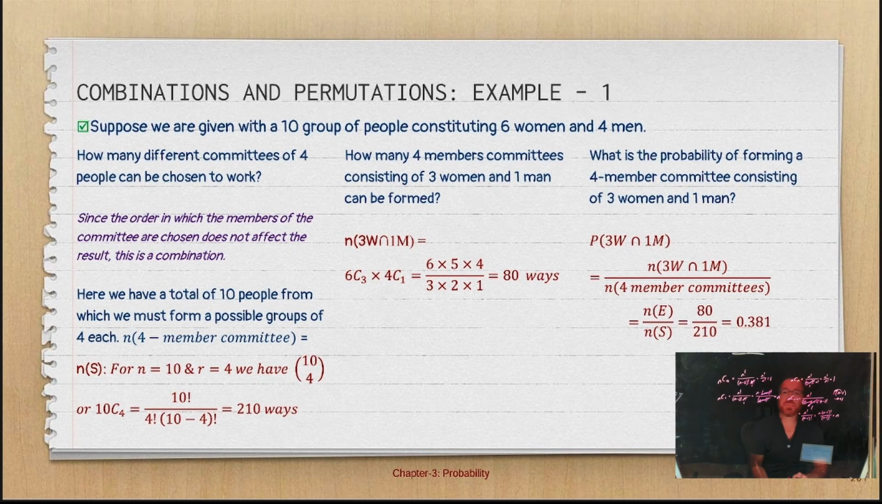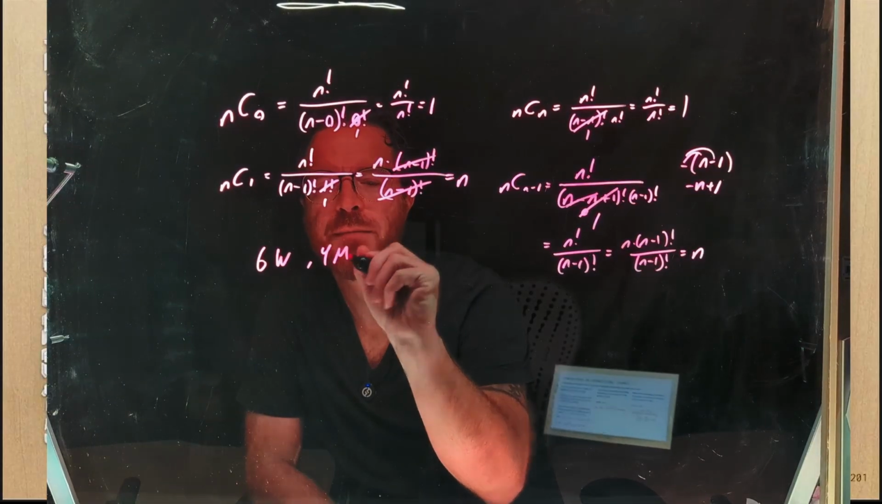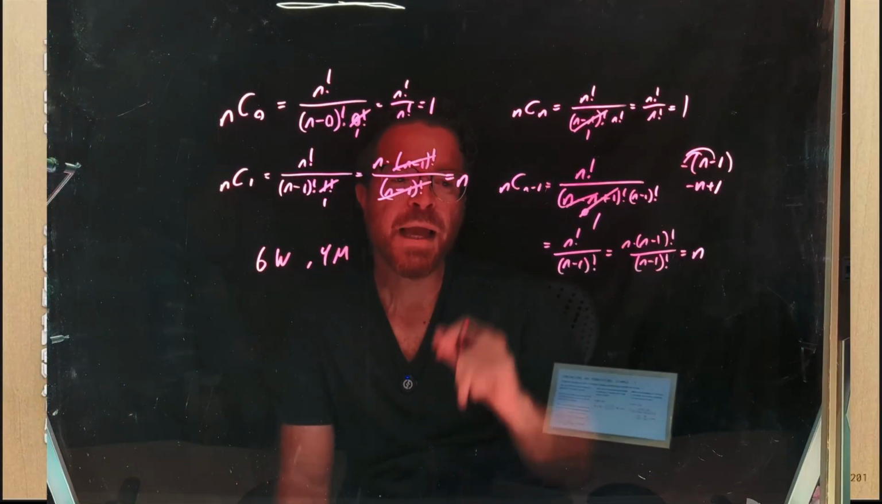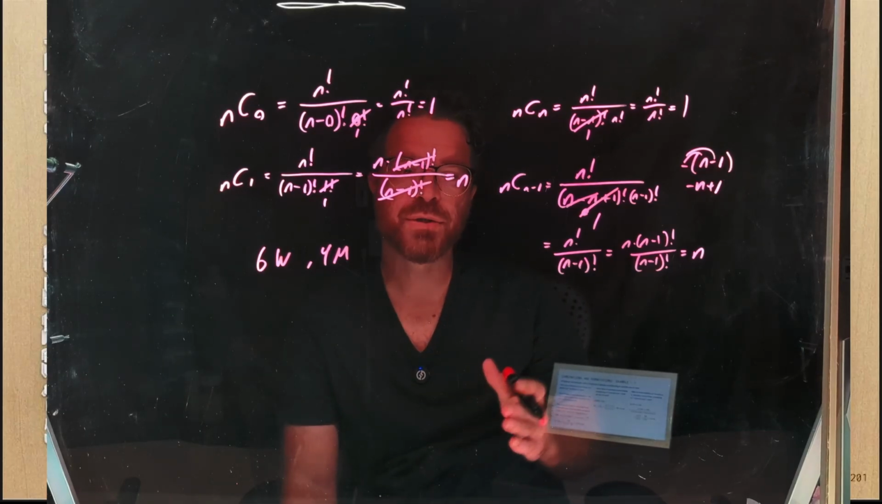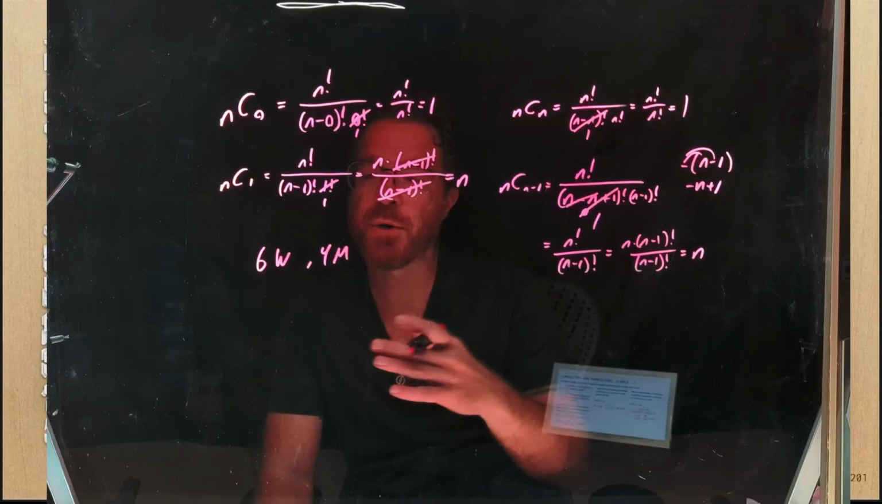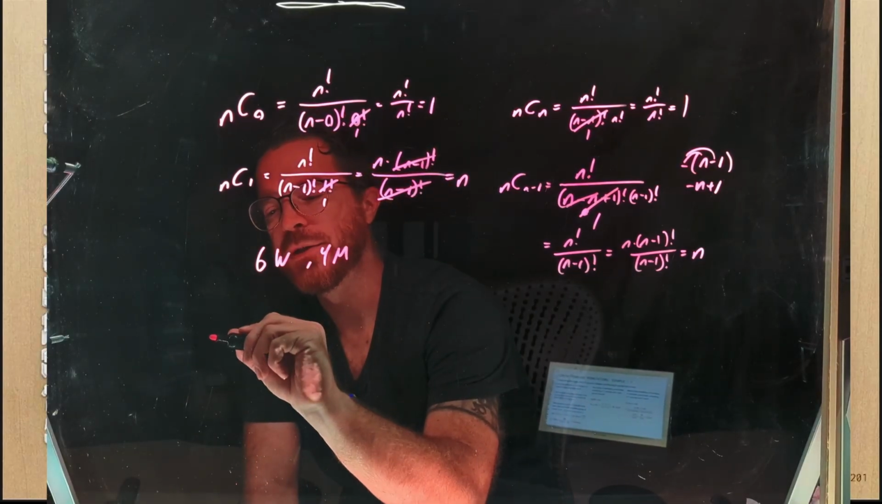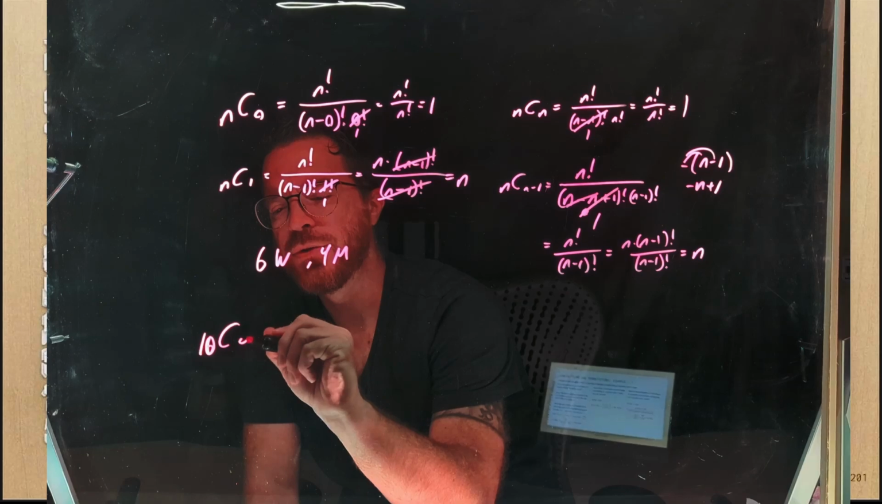Okay, let's look at 2 examples and then we'll be done with this section. Suppose we have a group of 10 people consisting of 6 women and 4 men. How many different combinations of people can we choose for some committee? So we want how many 4-person committees can we choose? So this would be, there's 10 total people, choose 4.